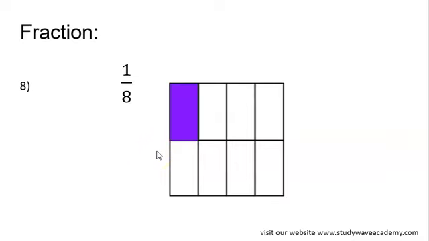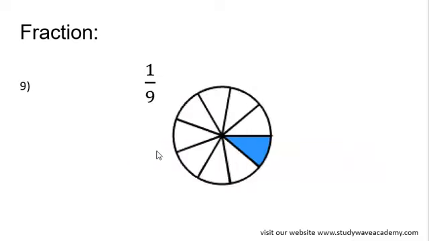Okay, let's move on to the next example. Here we have a circle. And how many parts is our circle divided into? Let's count. 1, 2, 3, 4, 5, 6, 7, 8, 9 is divided into 9 parts. And how many parts are shaded? One part. One part is shaded.